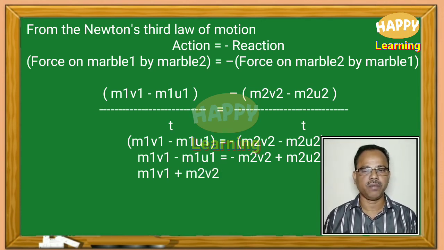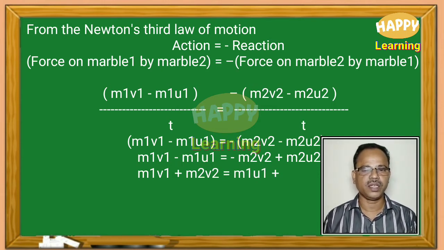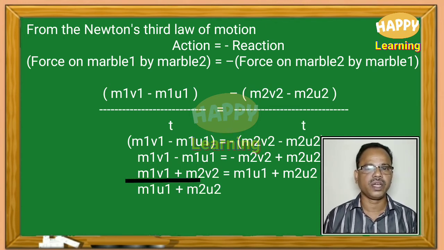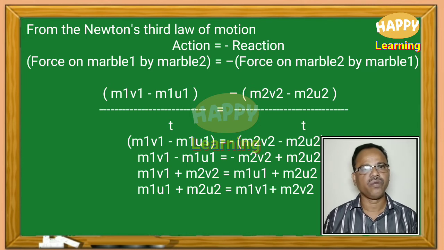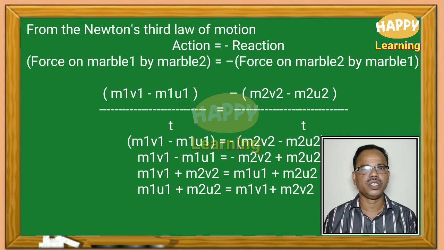So I will write plus m2v2, that is equal to, bring the minus m1u1 from the LHS side to the RHS side. Now it becomes plus m1u1 plus m2u2, the last term, which is already on the RHS side, write it as it is. Now let us shuffle the RHS and LHS. You can write m1u1 plus m2u2 is equal to m1v1 plus m2v2. I repeat, m1u1 plus m2u2 is equal to m1v1 plus m2v2.